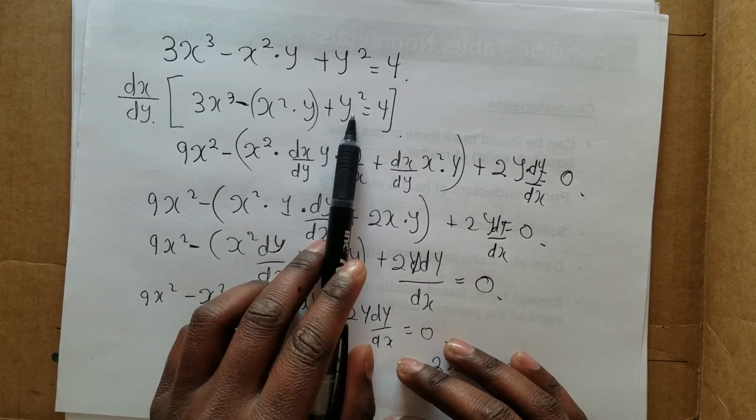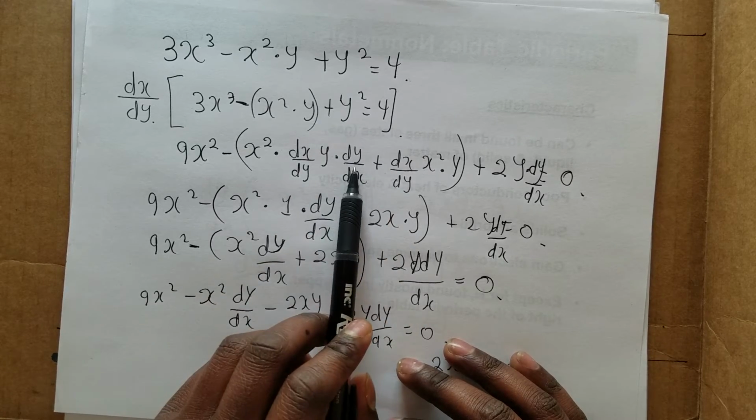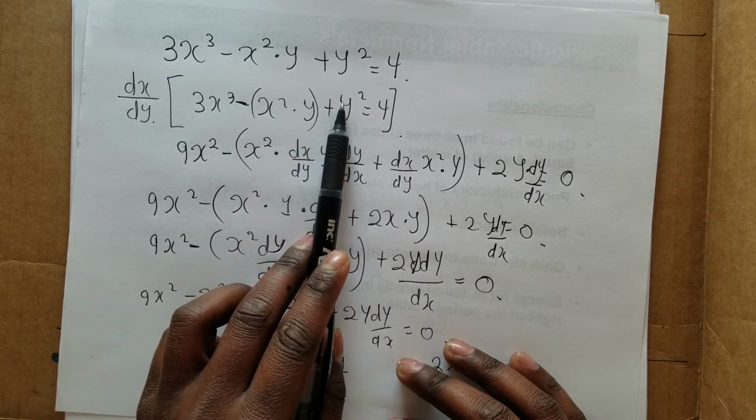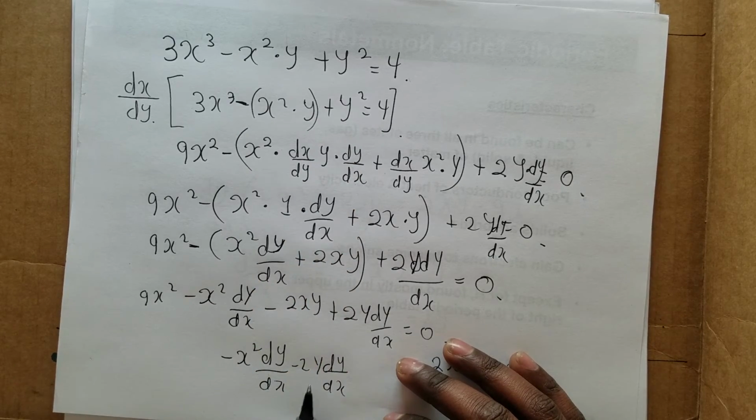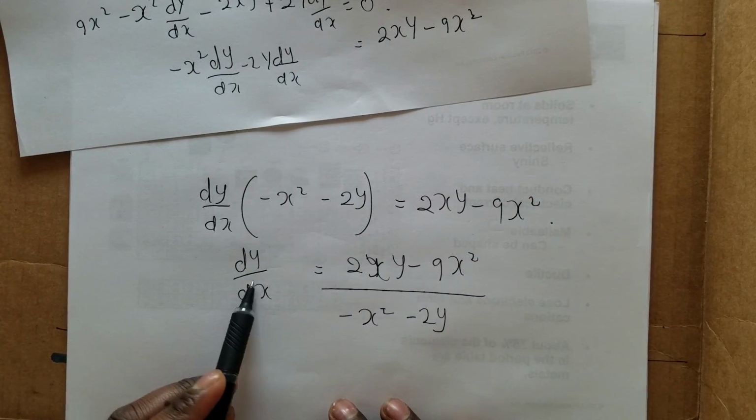If you're just saying plus y, you just write back the plus y. You don't find the derivative of y every time. You just leave it as is, and you'll get that. Factorize and put dy/dx by itself. This is what you want to find, dy/dx.